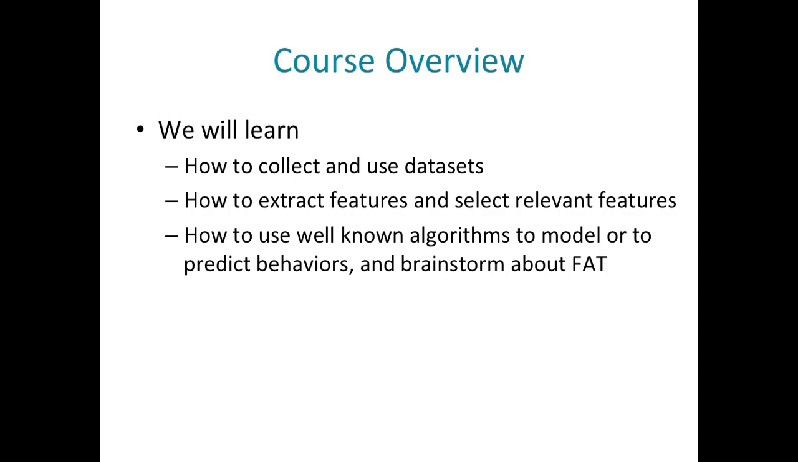And so, now that we understand better what the data science pipeline is, what the different types of data sets, features, and algorithms are, what is it that we are going to learn in this course, which I guess that you are very interested in knowing about. So basically, we will learn three important things. First of all, how to collect and use different data sets to answer research questions. Secondly, how to extract features and understand what the relevant features are for our prediction setting. And third of all, how to use well-known algorithms to model or to predict behaviors, okay, but also brainstorm about potential fairness, accountability, and transparency implications, okay?